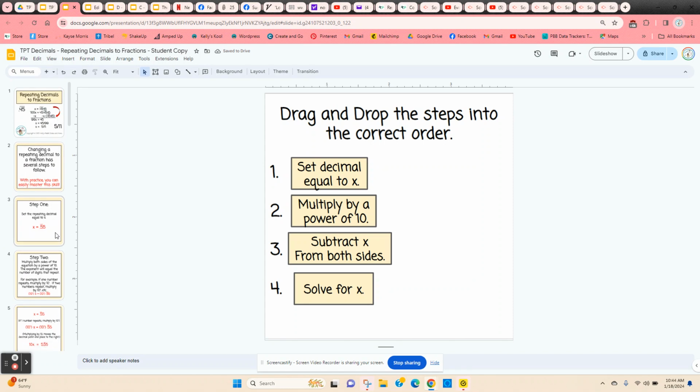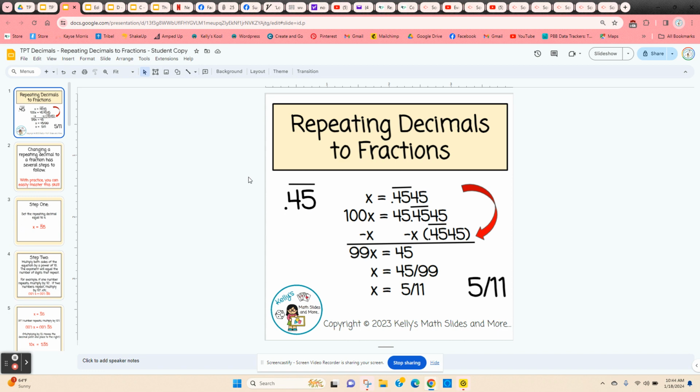Okay, so this is the digital lesson of repeating decimals to fractions. There's also a worksheet and a foldable included in the lesson for further practice.